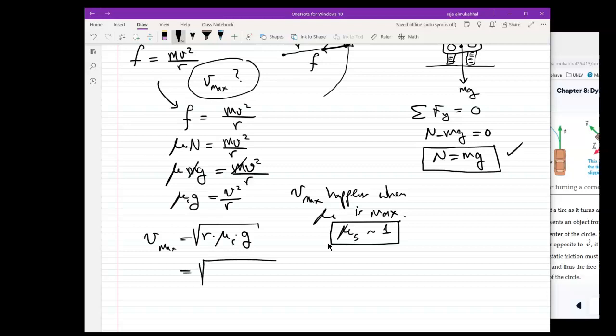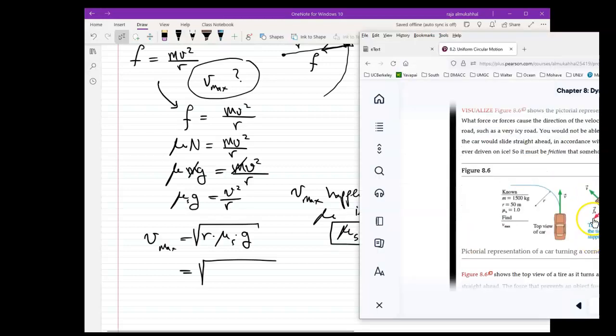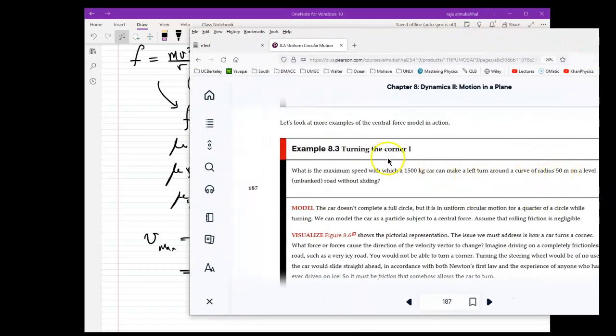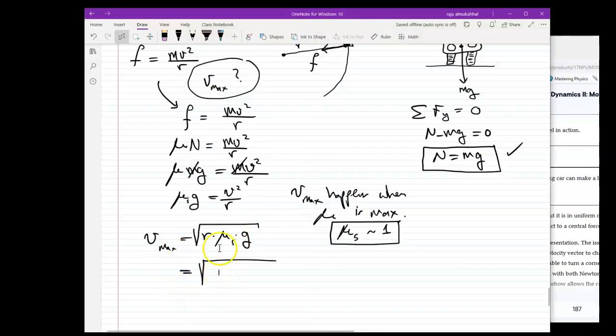All I need to do now is just plug in my numbers. Going back to the problem, he said the radius is 50, the mass is 1500, right? And of course, mu is 1. So we have here, the radius is 50, 1 for the coefficient of static friction, and g is 9.8. And then we calculate that to be equal to 22 meters per second.